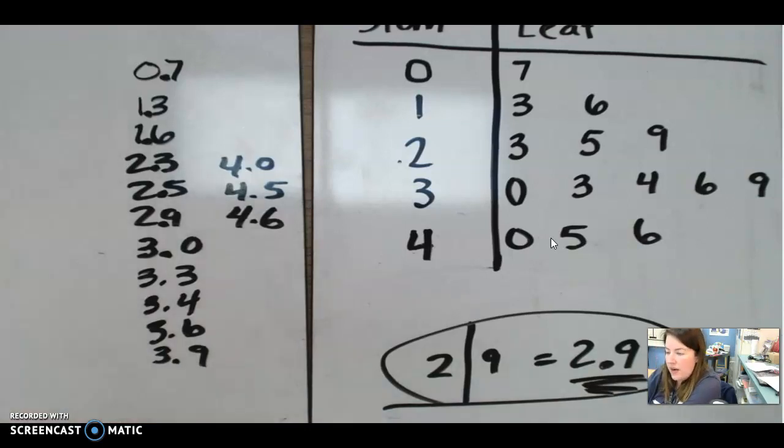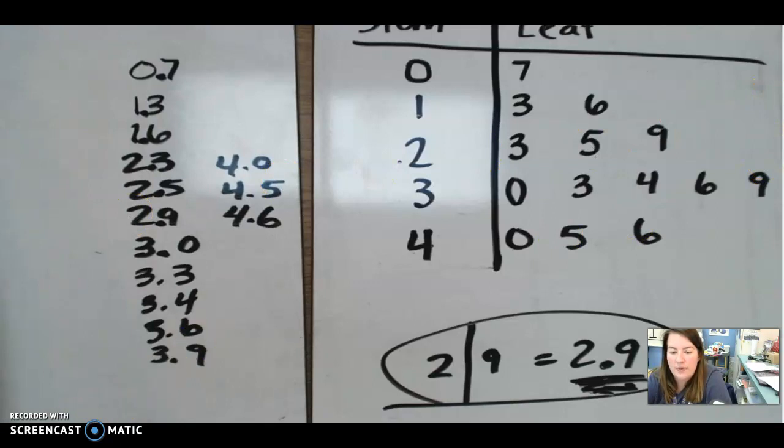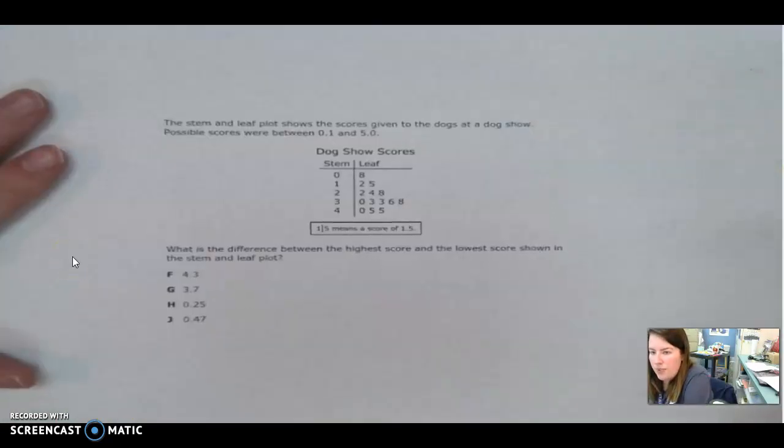Most of the time, being honest with you, they're going to be whole numbers, but you will see some decimals, and they have been known to throw a stem and leaf decimal on the STAR test. In fact, we're about to take a look at a question from one of the old STAR tests that had a stem and leaf and included a decimal like this. So let me get it ready and we'll take a look at that problem. So here's the problem.